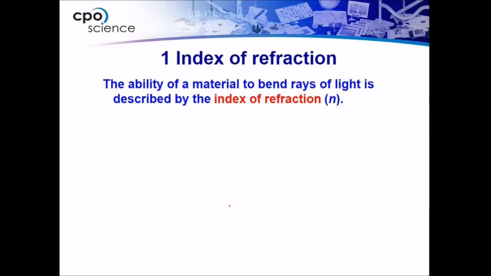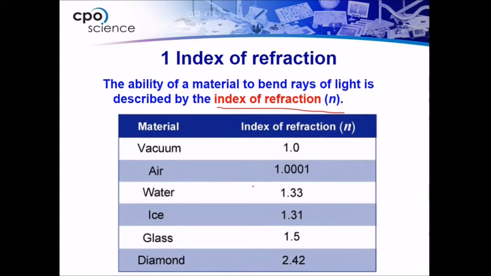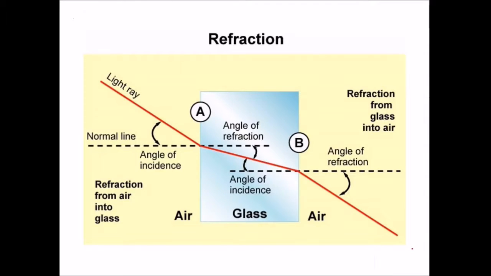So the ability of a material to bend rays of light is described by the index of refraction, or refractive index. These are the values of the index of refraction of various materials: vacuum 1, air almost 1, water 1.33, ice similar to water at 1.31, glass 1.5, diamond 2.42. This is how refraction is seen.